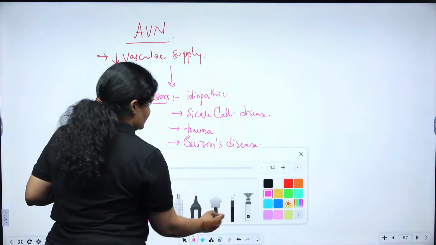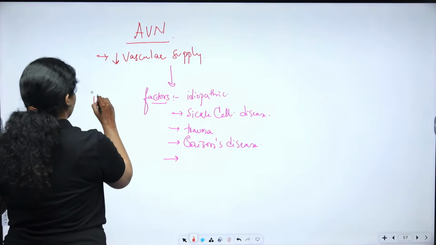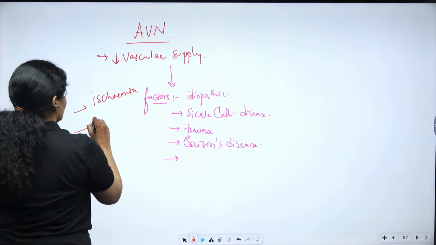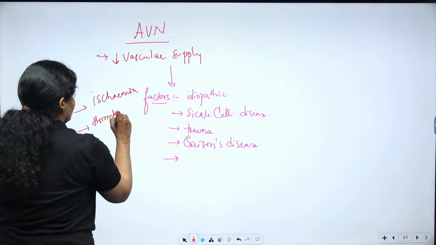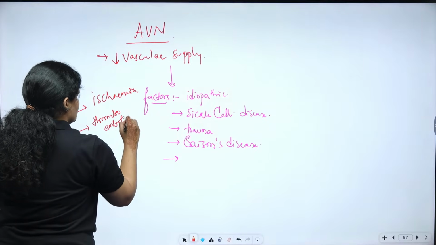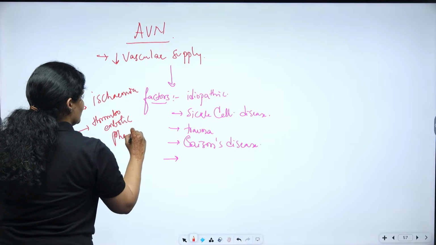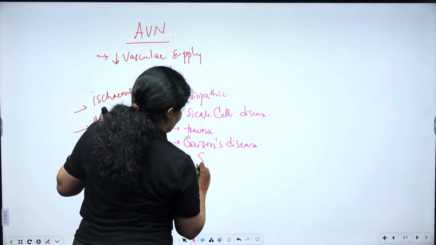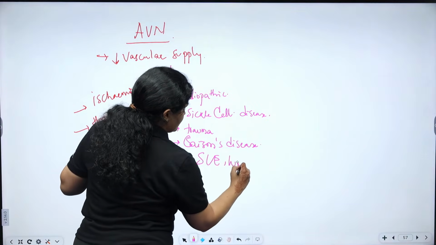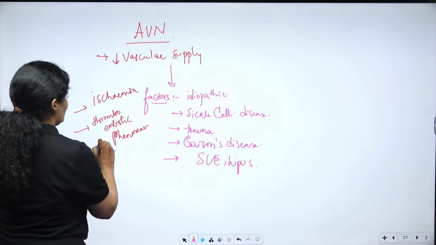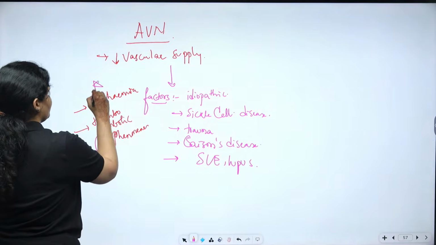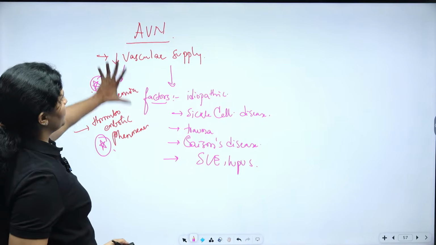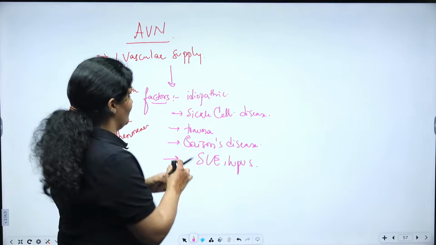And this could be because of ischemia directly, where there is a decrease in supply, or because of thromboembolic phenomena. Two factors. Thromboembolic phenomena you can see again in people with SLE, lupus. So these two are the pathology: thromboembolic phenomenon and ischemia because of decreased vascular supply. All this will happen and will result in what is called AVN, avascular necrosis.